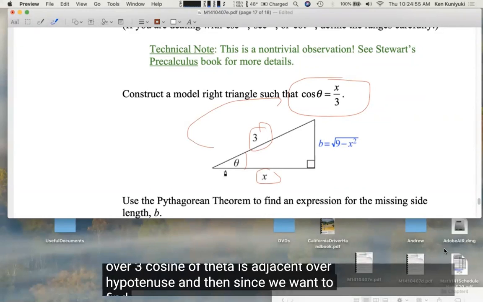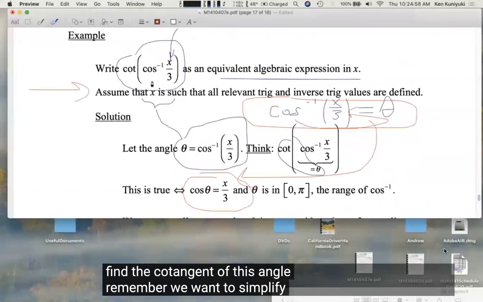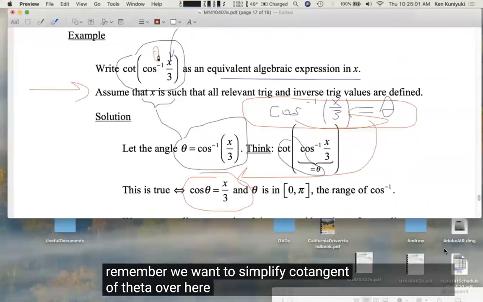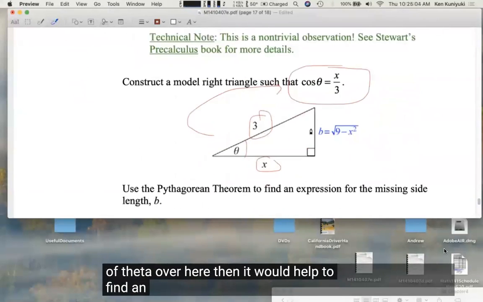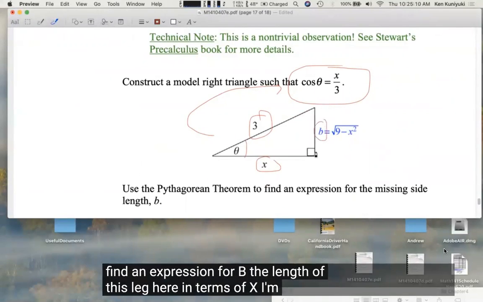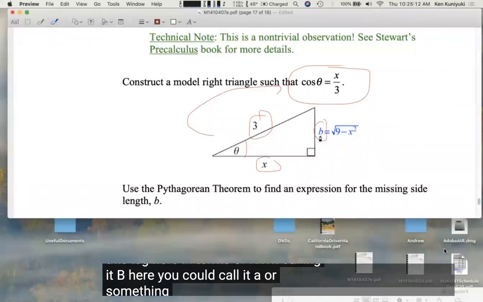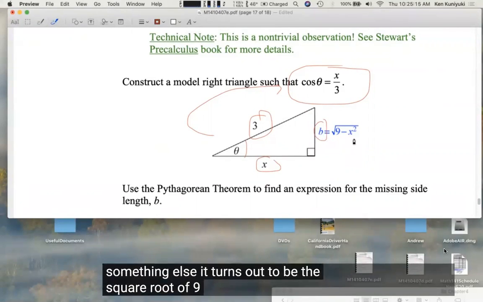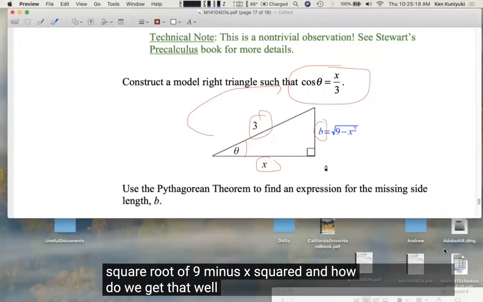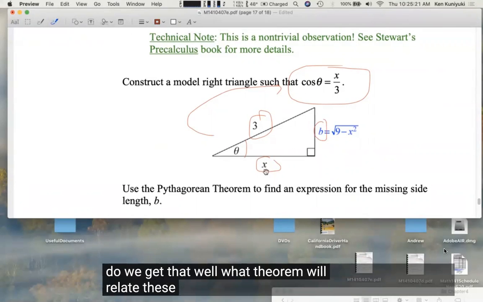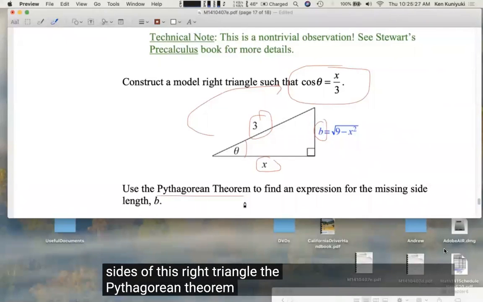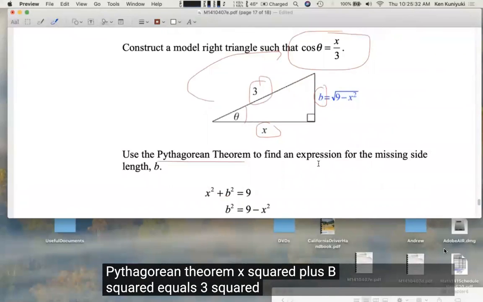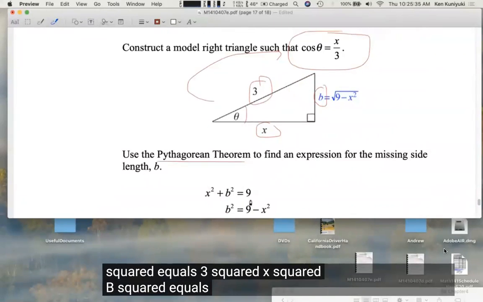And then, since we want to find the cotangent of this angle, remember, we want to simplify cotangent of theta over here, then it would help to find an expression for b, the length of this leg here in terms of x. I'm calling it b here. You could call it a or something else. It turns out to be the square root of 9 minus x squared. And how do we get that? Well, what theorem will relate these three expressions for the sides of this right triangle? The Pythagorean Theorem. X squared plus b squared equals 3 squared. X squared plus b squared equals 9.